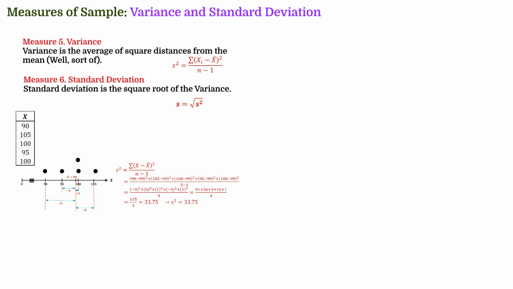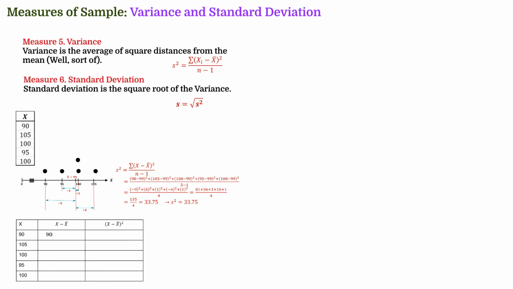And if I follow the formula, I have to find all these distances, square them, sum them together, divided by n minus 1. 5 observations, n is 5. So all these distances are squared and summed together. It will be 135 divided by 4, which is 33.75. So variance, or S squared, is 33.75.